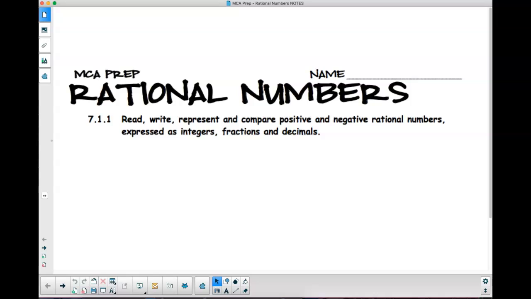Okay, do you guys remember what rational numbers are? Anybody? Okay, so when I plan what we need to learn this year, this is what the state of Minnesota gives me. They tell me you need to teach 7th graders this. To read, write, represent, and compare positive and negative rational numbers expressed as integers, fractions, and decimals.